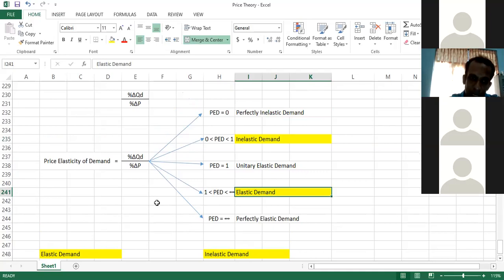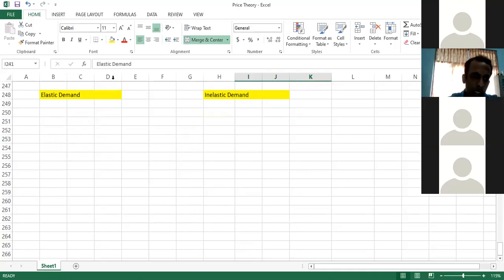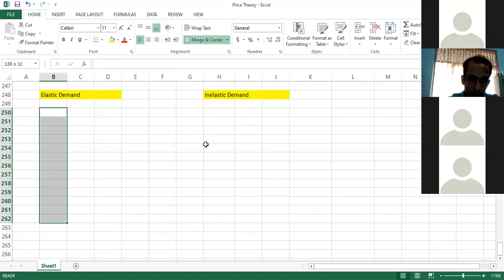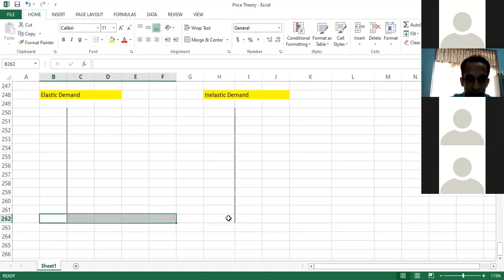Elastic and inelastic. If we use 2 simple graphs, we can understand this much more clearly. We can identify the meaning of elastic and inelastic demand. Using a simple diagram, we can understand this very easily, the meaning of elastic and inelastic demand.